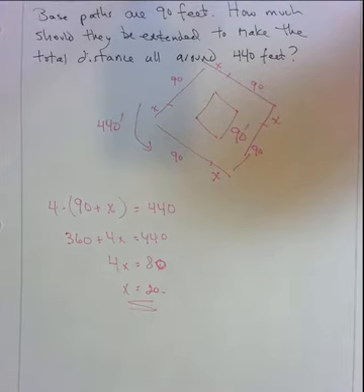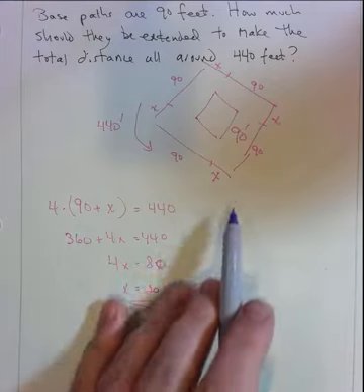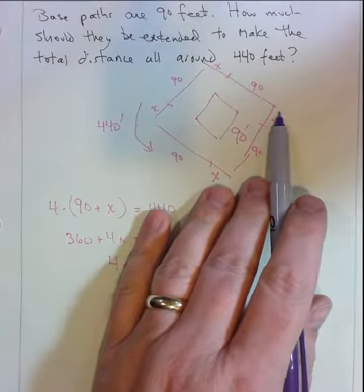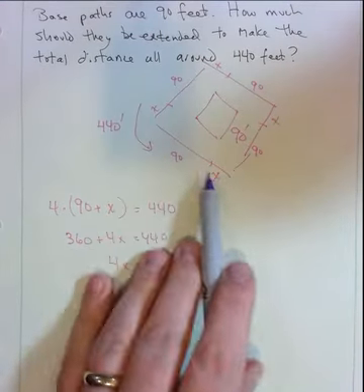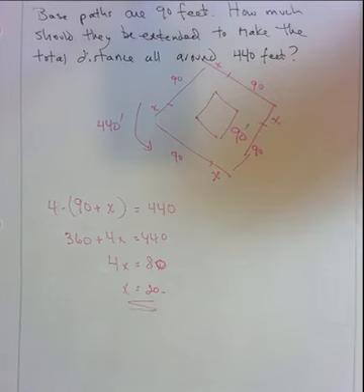So how much should our original base paths be extended to make the total distance all around 440 feet? Well, we should extend them each by 20 feet, because then they will each be 110 feet in length, and 4 110 distances will add up to the 440.